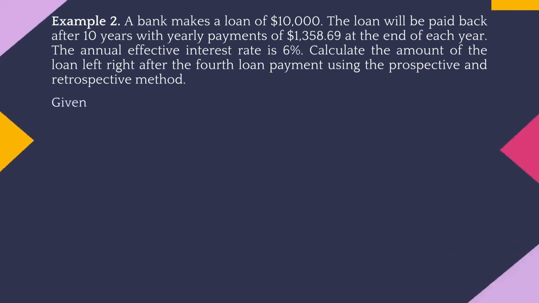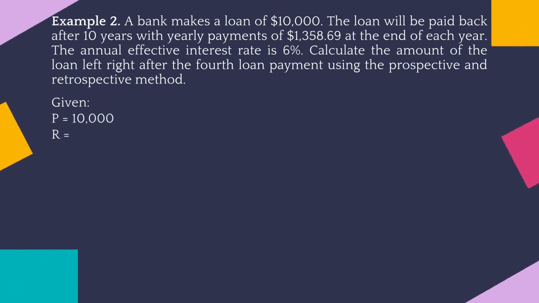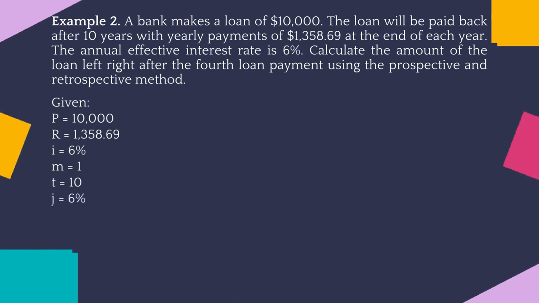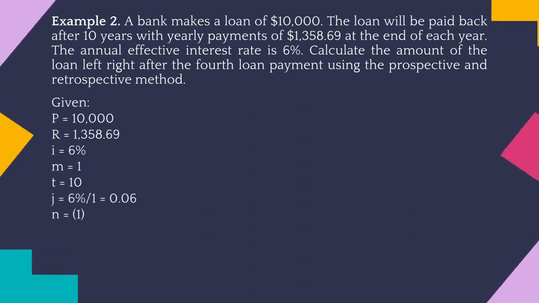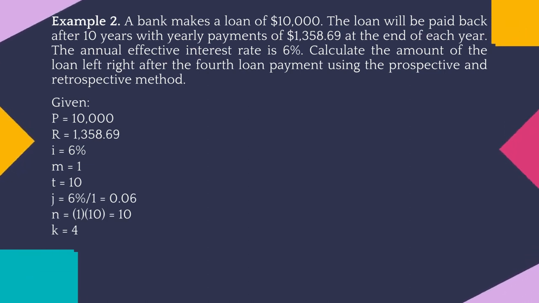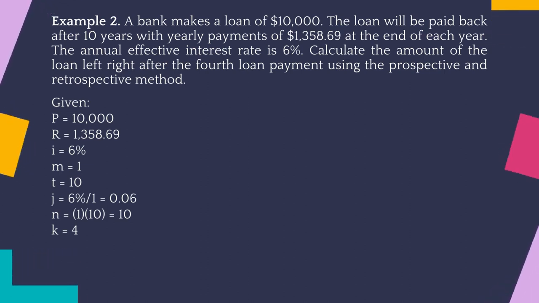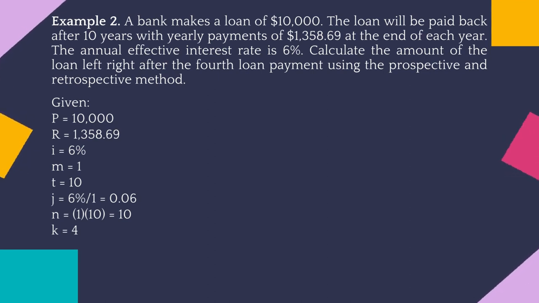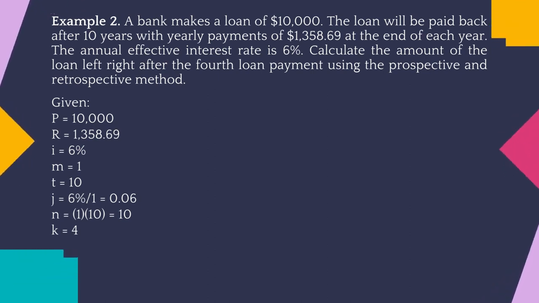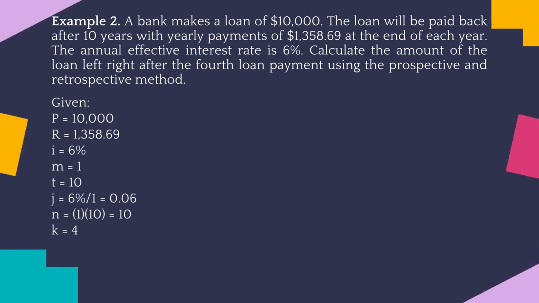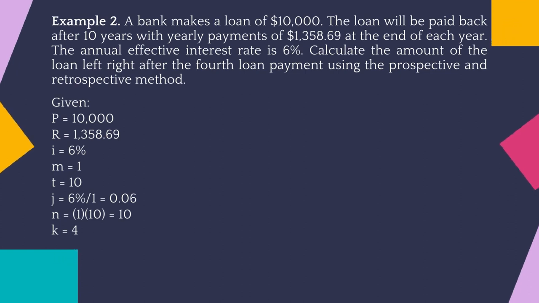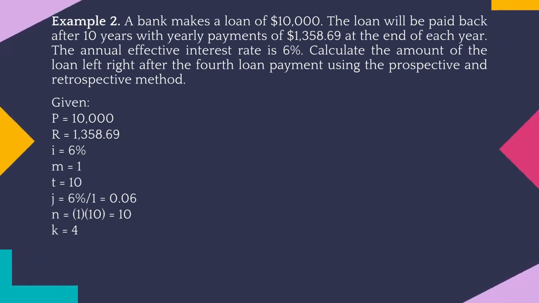So first, let us know what the givens are. P for principal amount, it is $10,000. R for yearly payment, it is $1,358.69. I for interest rate, it is 6%. M for monthly, 1. T for time, it is 10 years. J, interest rate over periodic payment, is 0.06. N equals 10 and K equals 4.